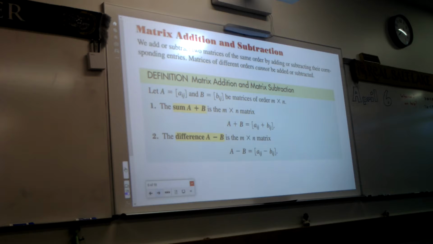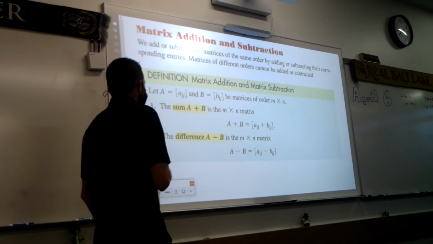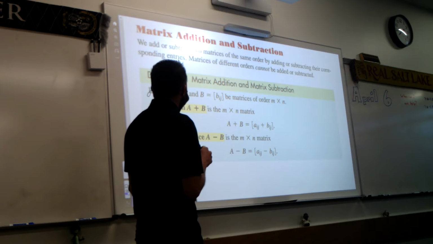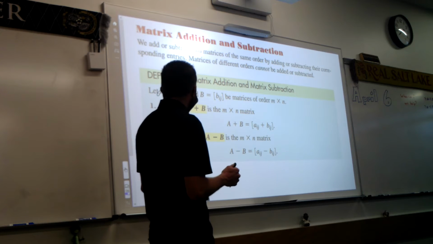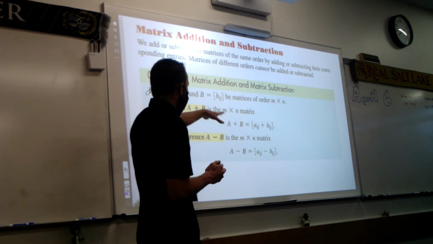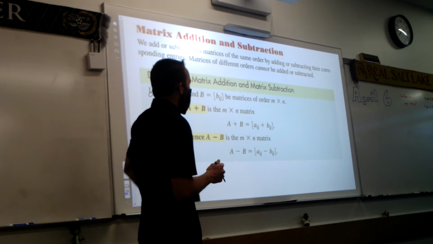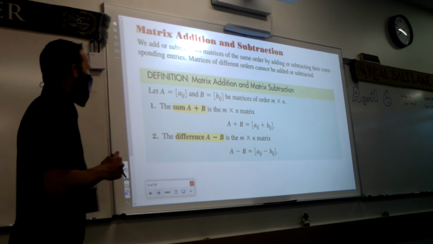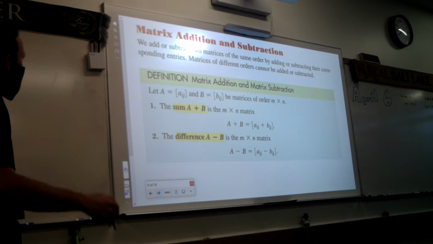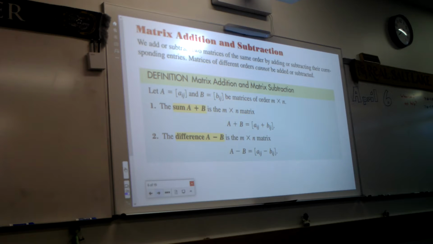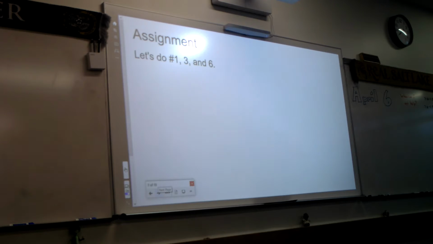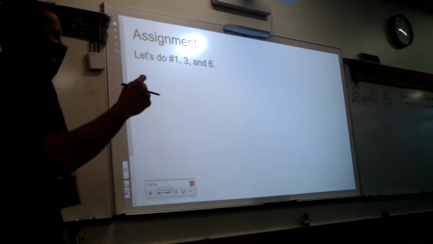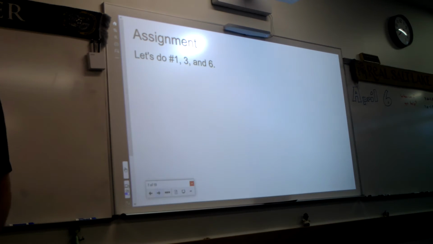So now, if we are adding or subtracting, okay, the rule is they have to have the same order. And in that case, this kind of tells you in math language what you're going to do, but you're just going to add or subtract the corresponding elements. Corresponding means they're in the same position, okay? But what you have to be careful of is you have to have, you see right here, the same order, or they have to be the same size. So we're going to highlight that. And then let's switch over to your assignment, and we're going to do 1, 3, and 6.